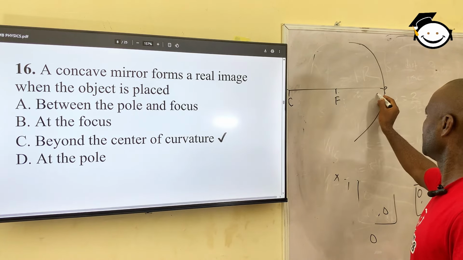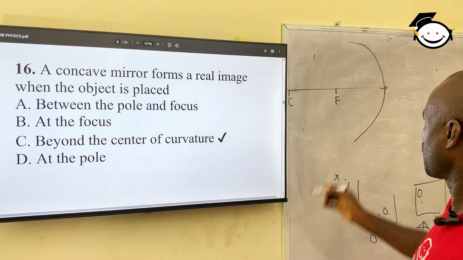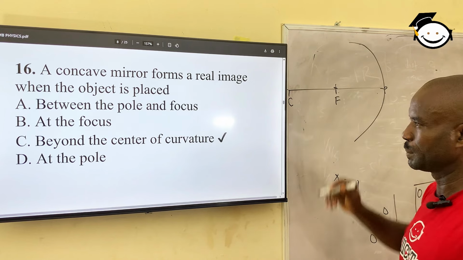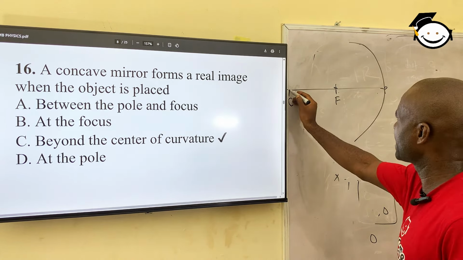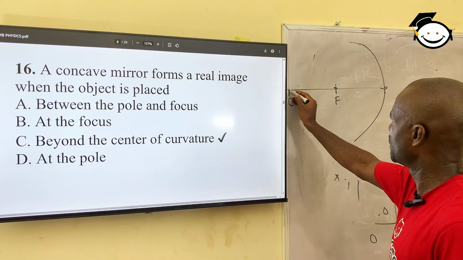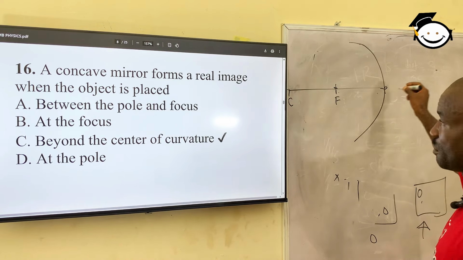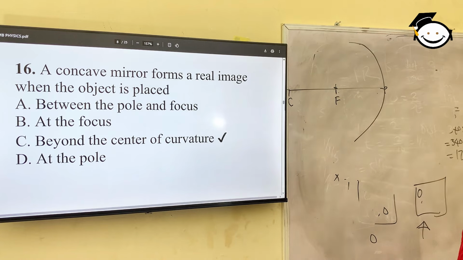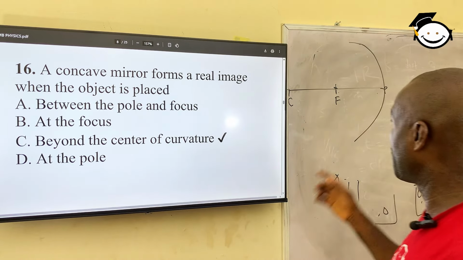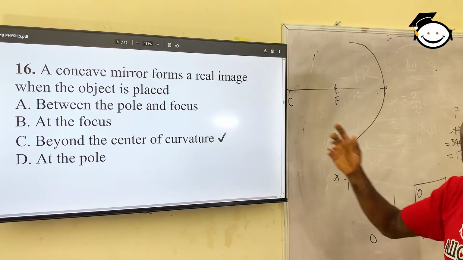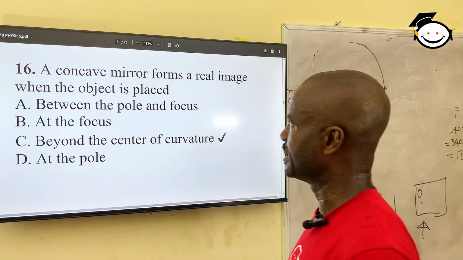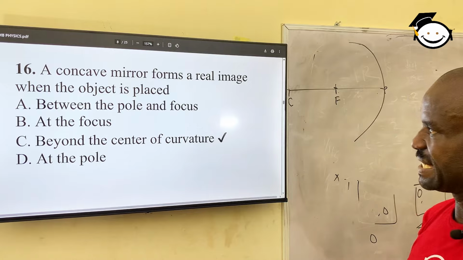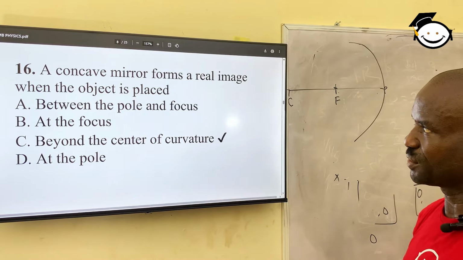So a concave mirror forms a real image when the object is placed A, between the pole and the focus? No. At the focus? No. Beyond the center of curvature, which is correct. After this place, the image becomes real. That's the only place where you can form a real image. All other points will give you a virtual image. So the correct answer is C, beyond the center of curvature.